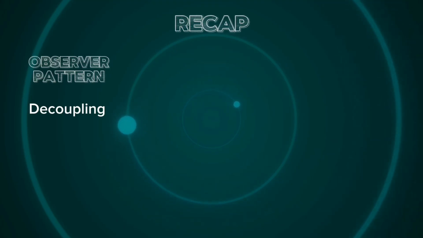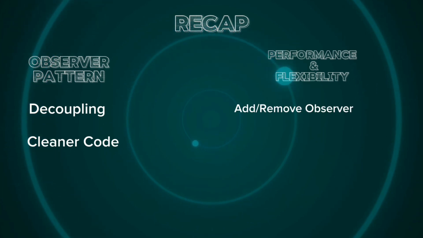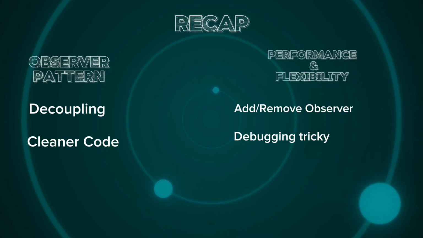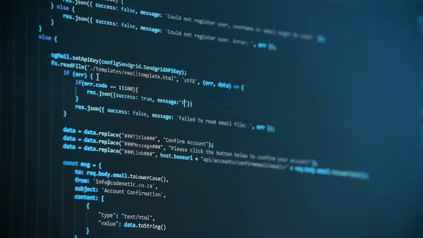To recap, the observer pattern offers decoupling, a cleaner code, but watch for performance. It offers flexibility, it's easy to add and remove observers, but debugging can be tricky. Additionally, it offers real-time updates, which gives you instant feedback, but watch out for infinite loops. The observer pattern is simple, powerful, and essential for reactive systems.